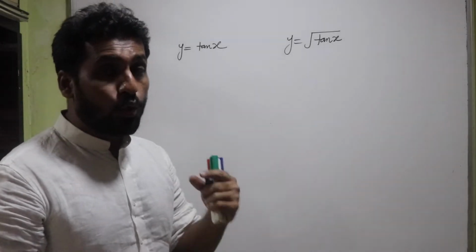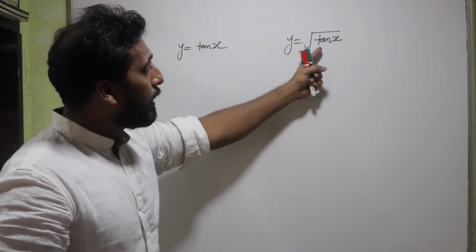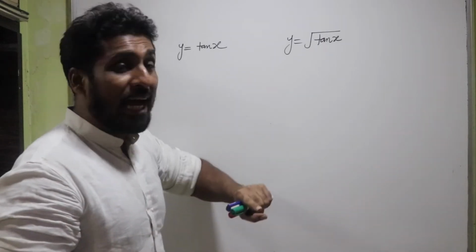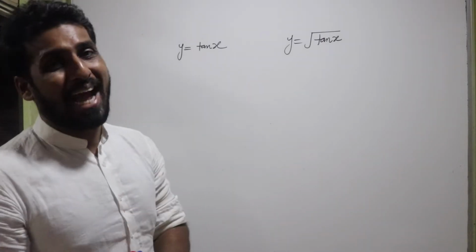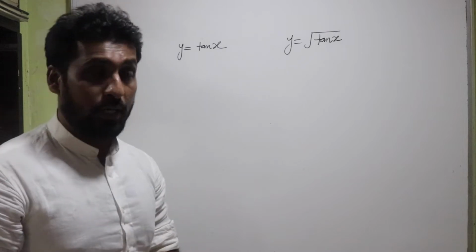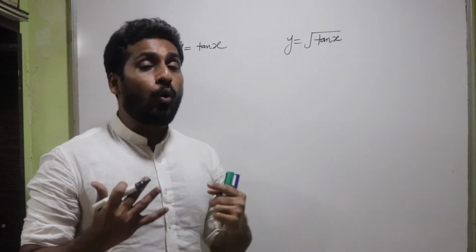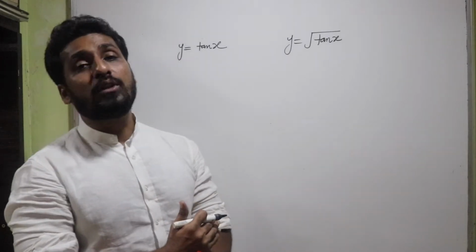See, if I write only tan x, then it becomes a standard function. But is it only tan x? No, it is root of tan x. Some addition has happened over there. So that is called a composite function. But now you also need to understand what kind of a composite function it is.